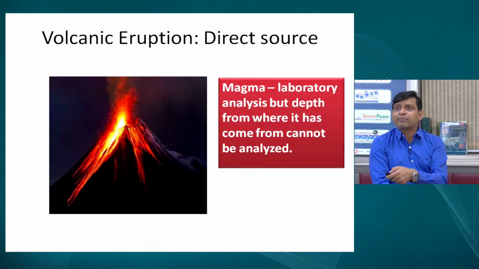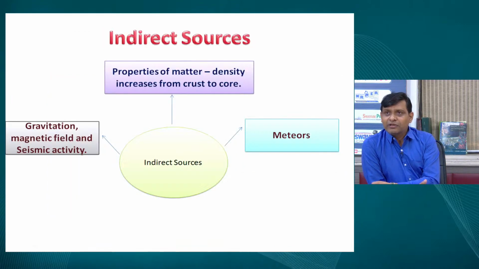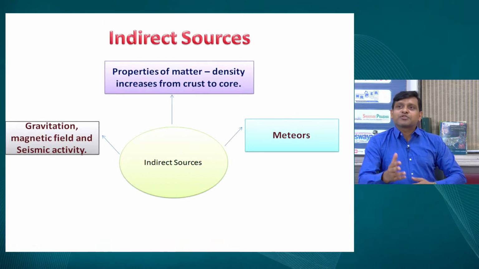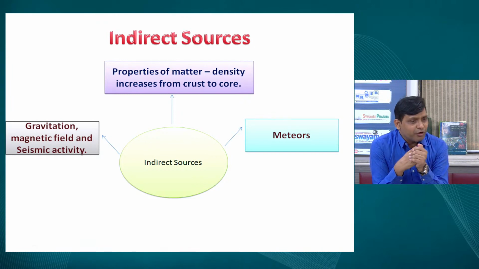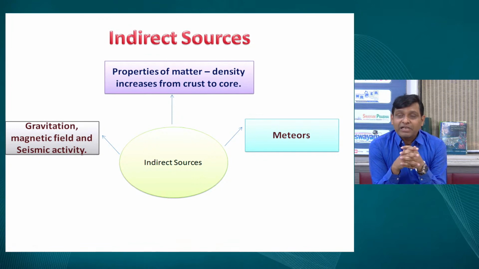So till now we have talked about the direct sources like volcanic eruption, I said. So now, when we talk about the indirect sources, we need to understand that there are different methods to know about the indirect sources. For example, meteors. We have learnt about the meteors coming from space, and when they come and hit Earth, so what happens?